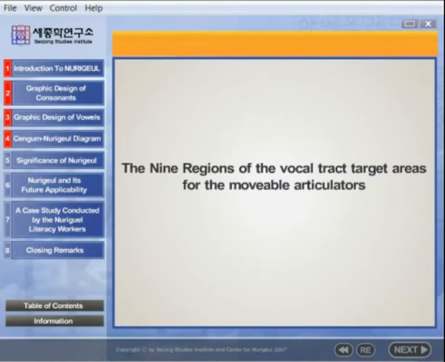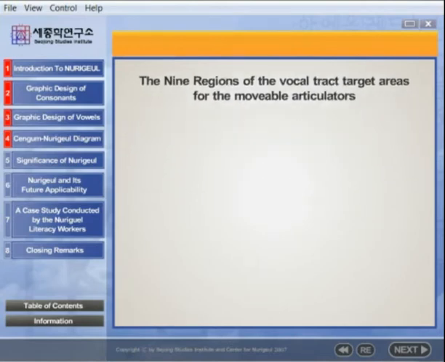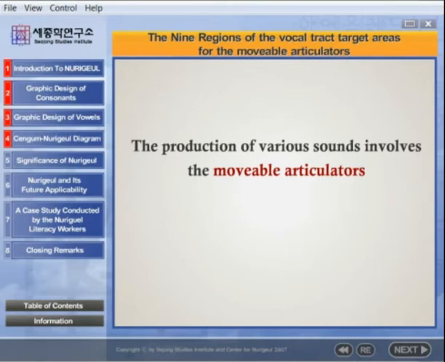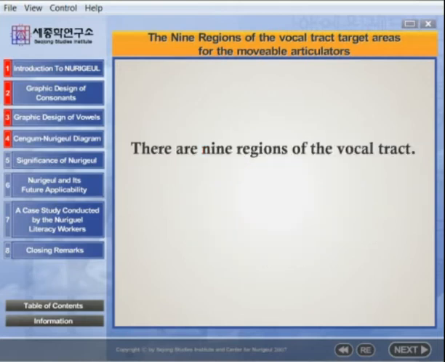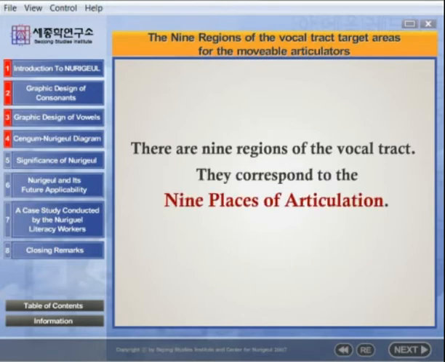The 9 regions of the vocal tract, target areas for the movable articulators. The production of various sounds involves the movable articulators, such as the tongue, teeth, lips, and the soft palate touching parts of the vocal tract. There are 9 regions of the vocal tract. They correspond to the 9 places of articulation.